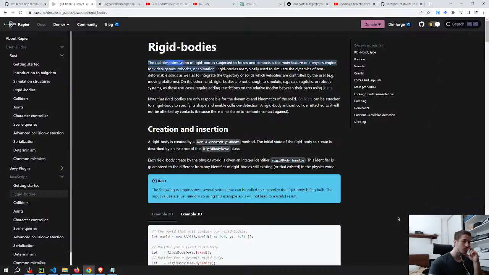Rigid bodies. The real-time simulation of rigid bodies subjected to forces and contacts is the main feature of a physics engine for video games, robotics, or animation. Rigid bodies are typically used to simulate the dynamics of non-deformable solids as well as the trajectory of solids whose velocities are controlled by the user, for example, moving platforms. On the other hand, rigid bodies are not enough to simulate, for example, cars, ragdolls, or robotic systems, as those use cases require restrictions on the relative motion between the parts using joints.